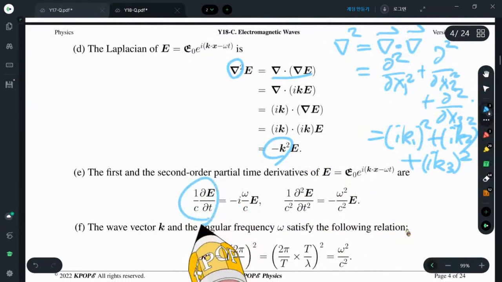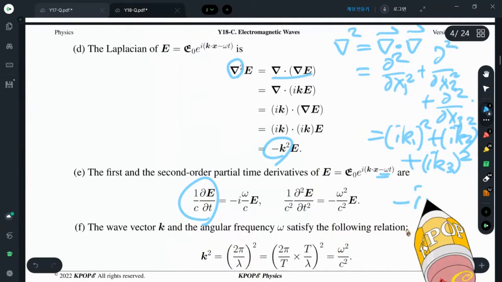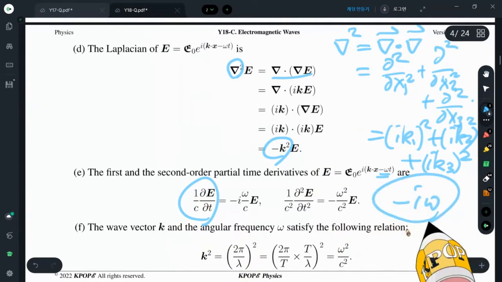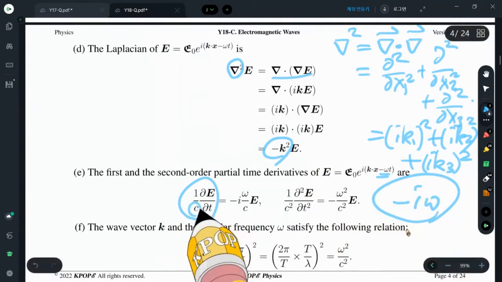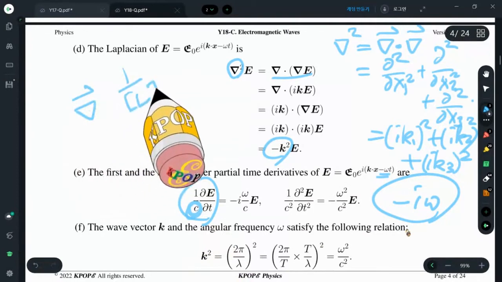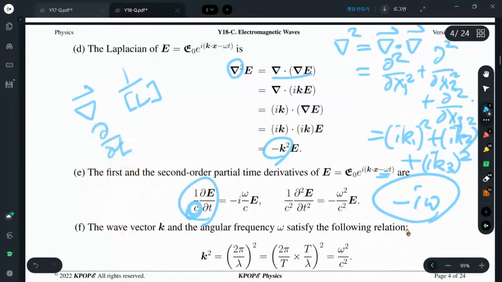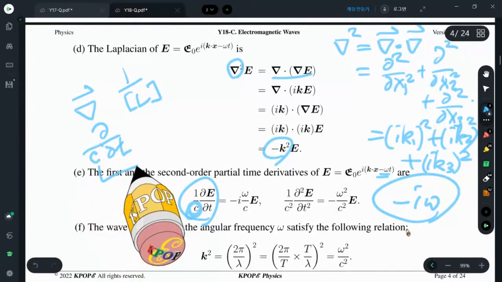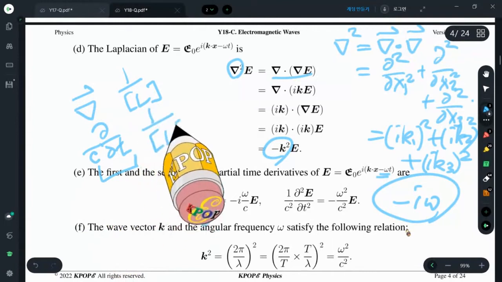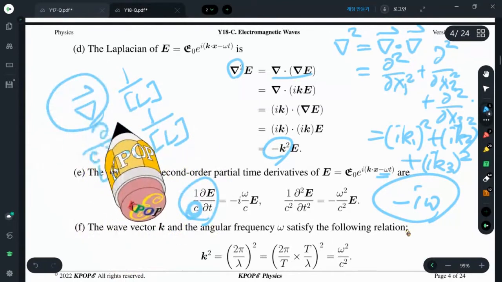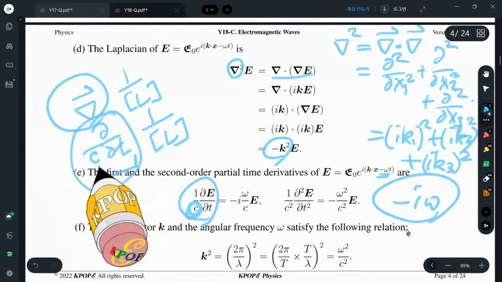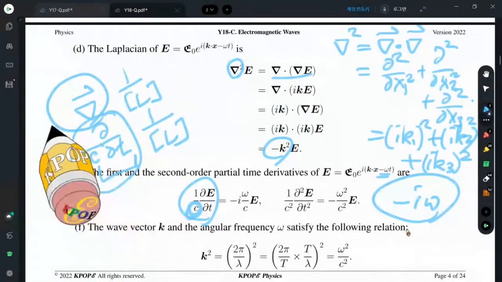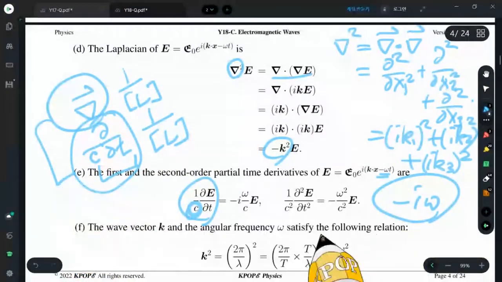So if I take the time derivative, I need to pull out minus i omega here. And the time derivative always accompanies the speed of light, because the gradient is 1 over length. The time derivative is of a different dimension. The correct dimension is to include the speed of light. That is 1 over length. So the spatial derivative and the time derivative accompanied with 1 over c have the same dimensions.